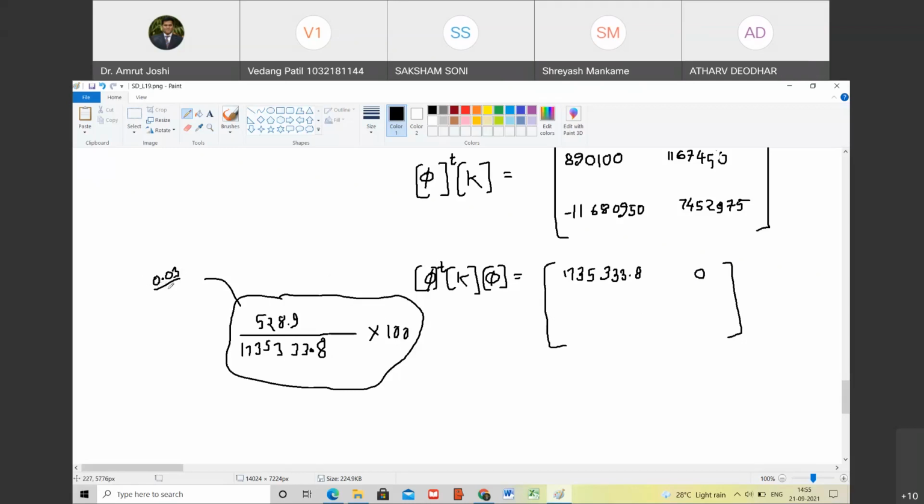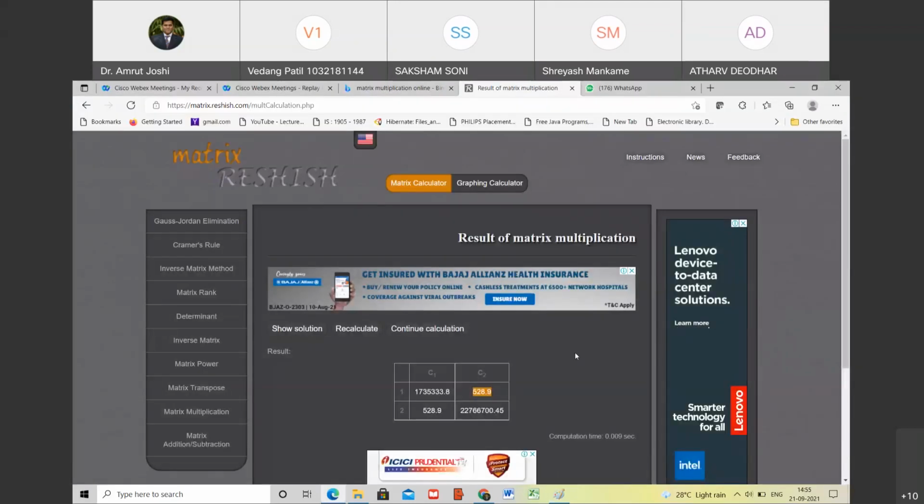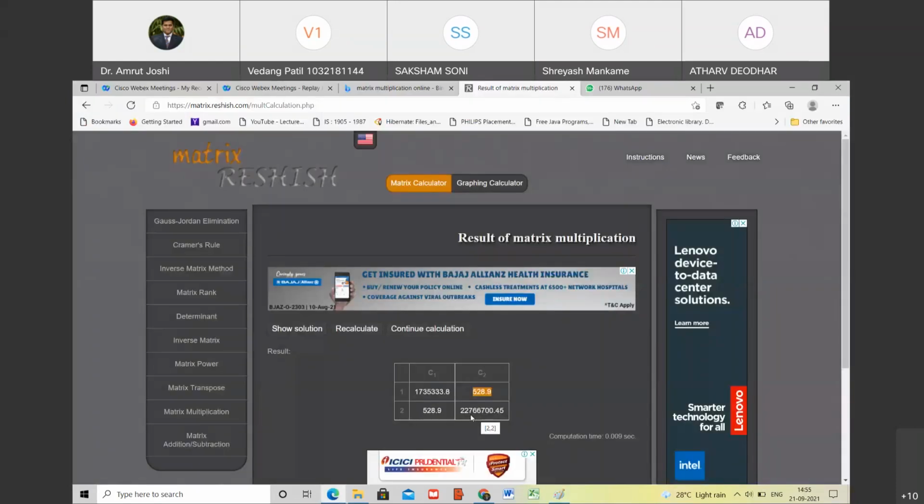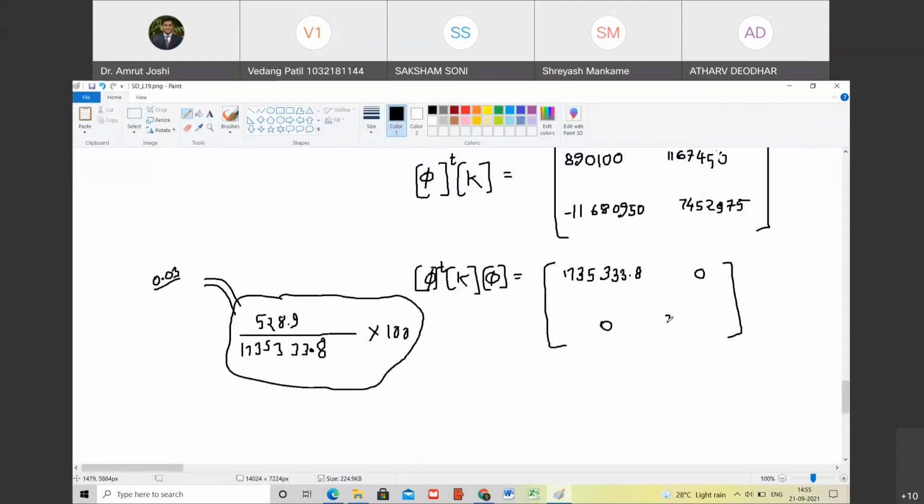Yes, sir. It is negligible because it is only 0.03% of the diagonal value. So it is as if 0. This is because of rounding off that you are getting these values. Are you with me? Hopefully I have convinced you what I'm trying to say. This value is very marginal, so we can safely assume it to be 0. And it is 22766.